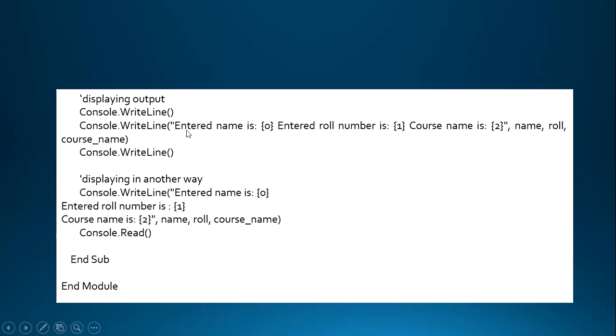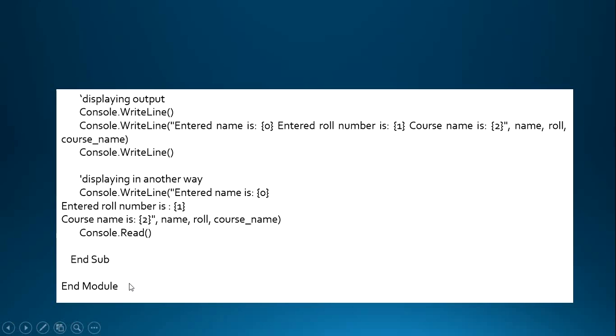Up to here this is the same as the previous one, but after this you press the enter key and keep typing: entered roll number is this. Then again press the enter key, then course name is this. So we have finished the printing statement. After that give the arguments: name, role and course name. After that, read any key from the user to close the program and then end the program.